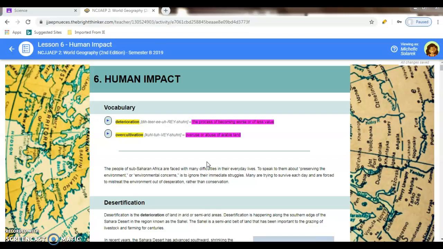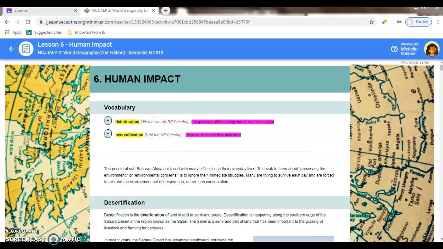Like I said, we will be talking about deforestation. It's inclusive to Africa, but also happens in other parts of the world, including America, as you can see with the forest fires that happen. So let's get right into it, starting with the vocabularies.